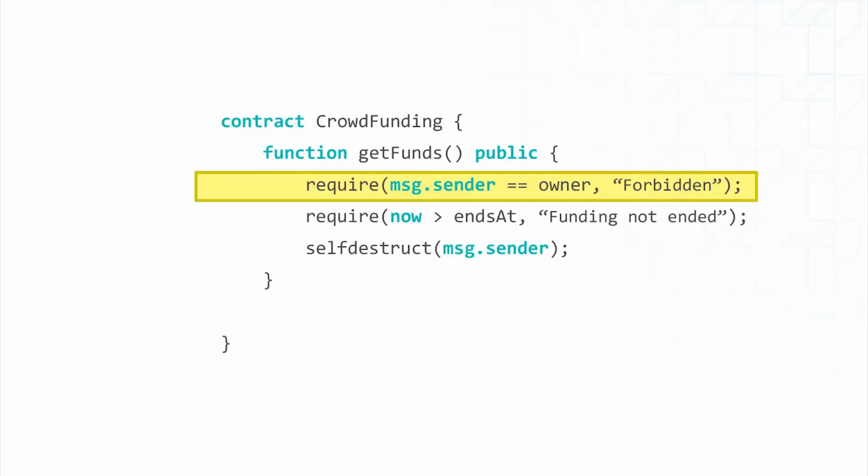And whenever this crowdfunding is finished and the goal was reached, I would like to get this ether to do something about it, as I promised initially. And of course, I would like to check if I am really the person who claims to be the owner. So this is this condition which ensures that.